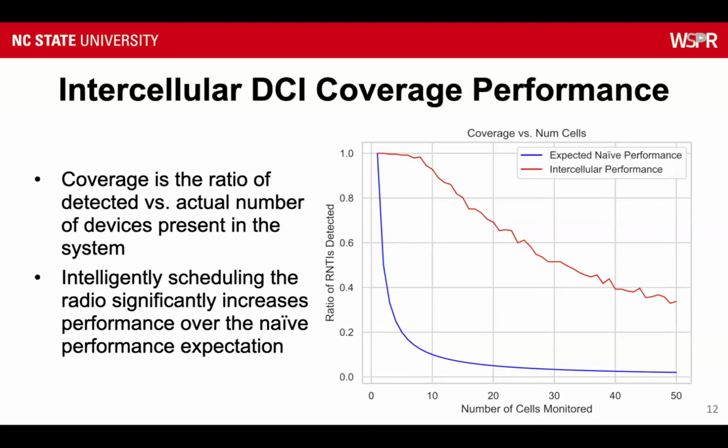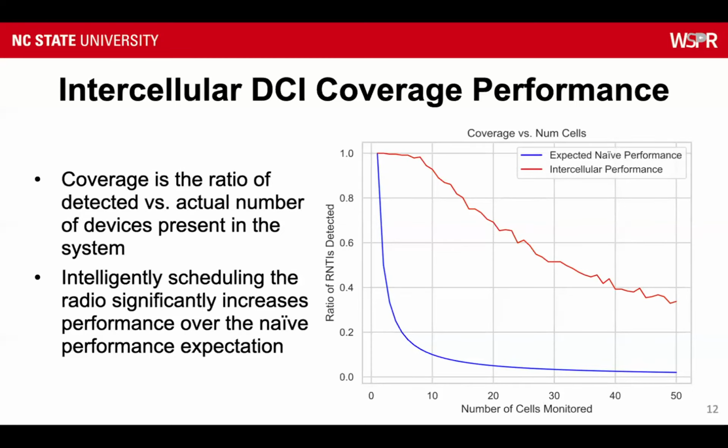And even when we brought it out to 50 cells, we still had a greater than 35% coverage. That means that 35% of the devices that were present in the cell were actually detected. And 50 is a ridiculous number of cells, although it might not be in the distant future with 5G microcells or picocells. But even at more reasonable values like 10 and 20, you're still getting extremely good results.